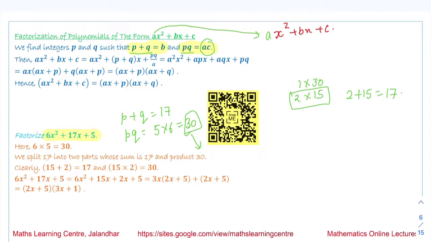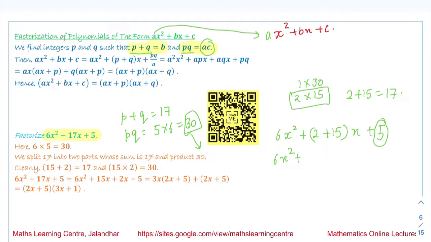It means we are interested in the numbers 2 and 15. So we write it like 6x square plus, now in place of 17 we will write 2 plus 15 into x plus 5. Earlier we were writing this number in the form p into q, but now this is not p into q, this will remain 5, because p into q is a into c.